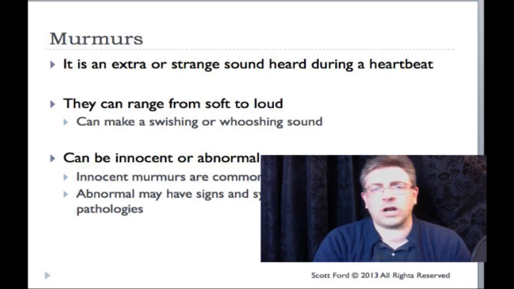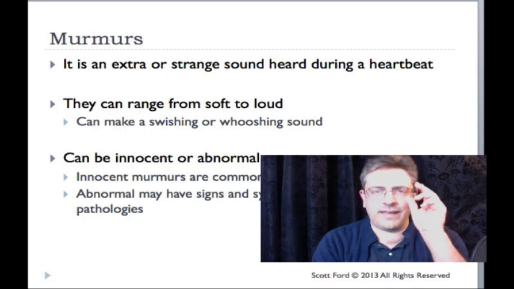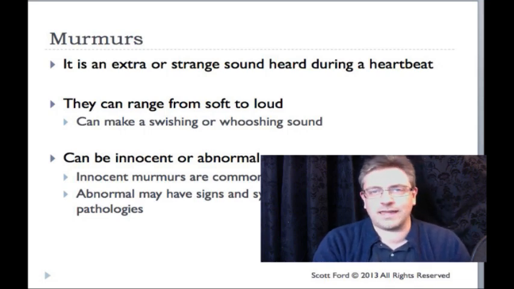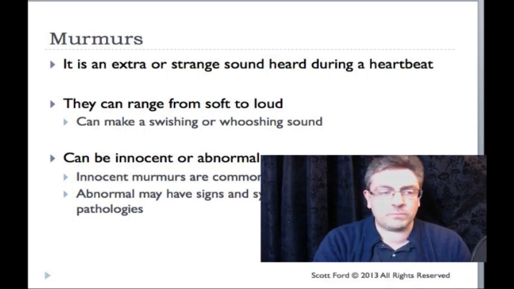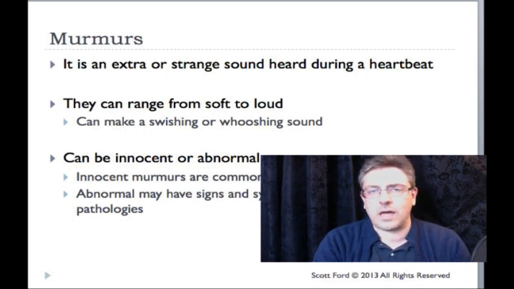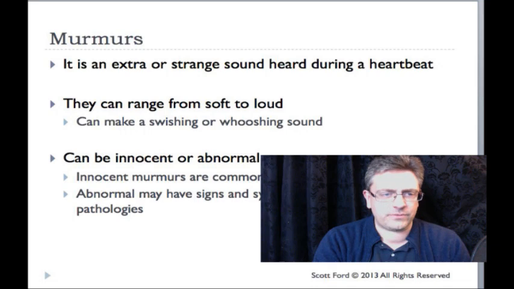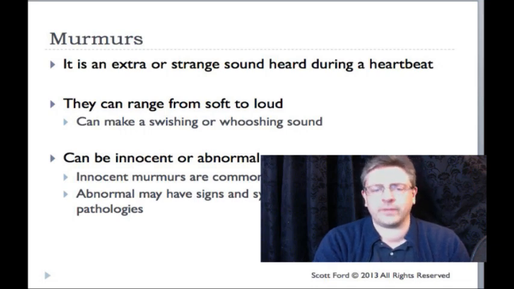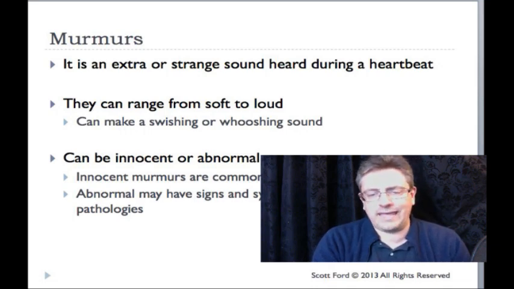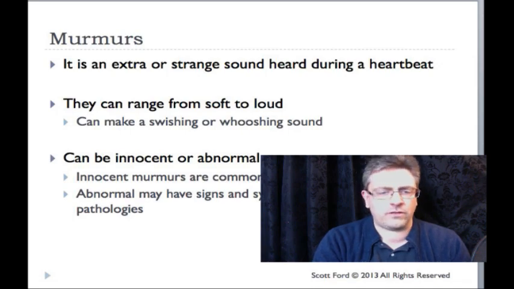I have a functional heart murmur myself. It's no biggie. I think the only thing I have to do is notify a dentist beforehand if I'm going to get any work done on my teeth. That's pretty much it. Abnormal could be bad. Innocent murmurs are common in children. So if you are working on your medical world there and you want to listen to your heart's heart rate, don't freak out if you hear a murmur. Again, it's normal in children. In that case, I would just suggest bringing it up at the next checkup. Abnormals may have signs and symptoms of other heart pathologies.